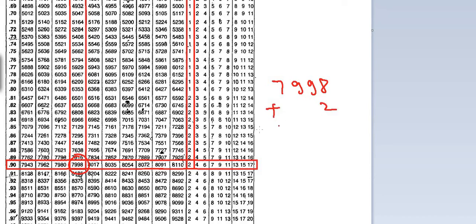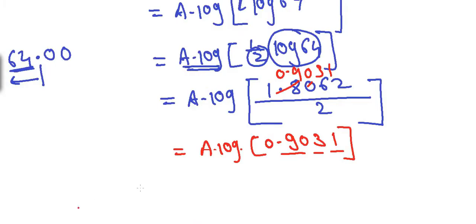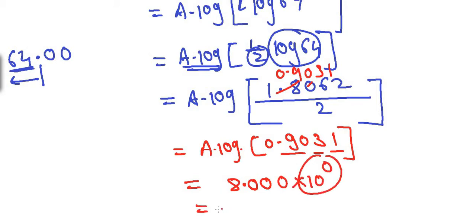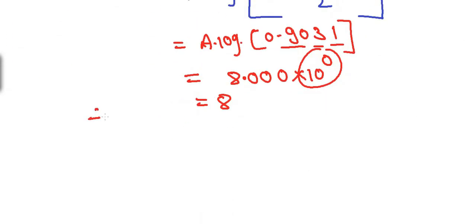Therefore the mantissa is 7998 plus the mean difference 2. 8 plus 2, 10, 0, carry forward 1. 9 plus 1, 10, 0, carry forward 1. 9 plus 1, 10, carry forward 1. So 8000 is the mantissa. So the antilog is equal to 8000. Decimal after the first digit and 10 raised to the characteristic, which is 0. Anything raised to 0 is 1. So the final answer is 8 into 1, which is equal to 8. You can verify whether it is correct. So the square root of 64 is equal to 8. Very correct using the log table.